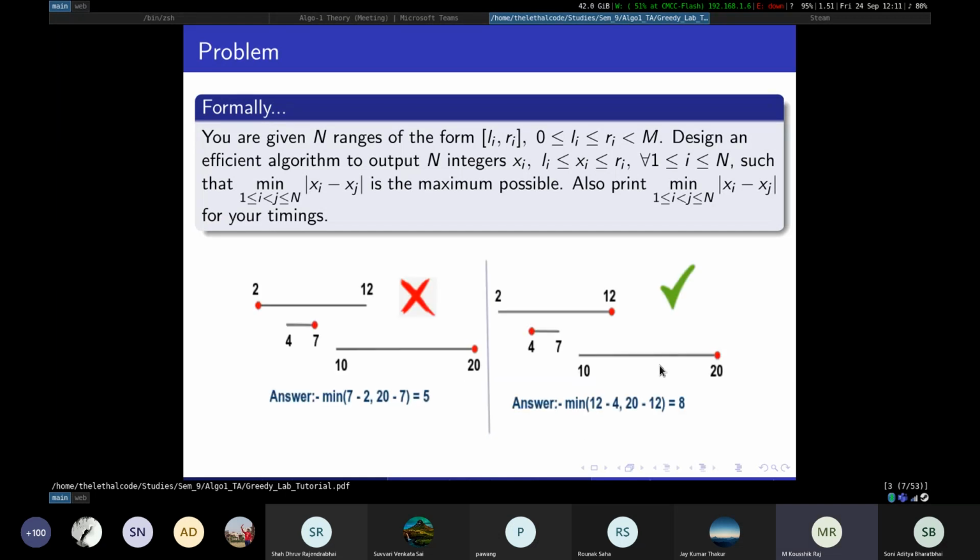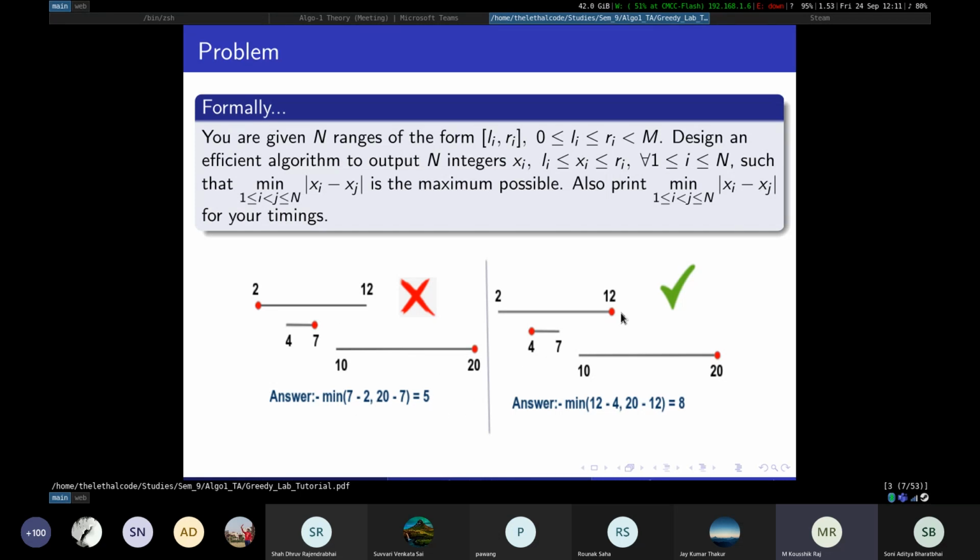But if you take an example of 3 customers, suppose there are 3 customers with time frames from 2 to 12, 4 to 7, and 10 to 20, and you as a shopkeeper allow the first customer to come at the 2nd minute, the second customer at the 7th minute, and the third customer at the 20th minute. The time difference between 2 and 7 is 5, and between 7 and 20 is 13. The minimum time difference is obviously between 7 and 2, which is 5, so you get 5.